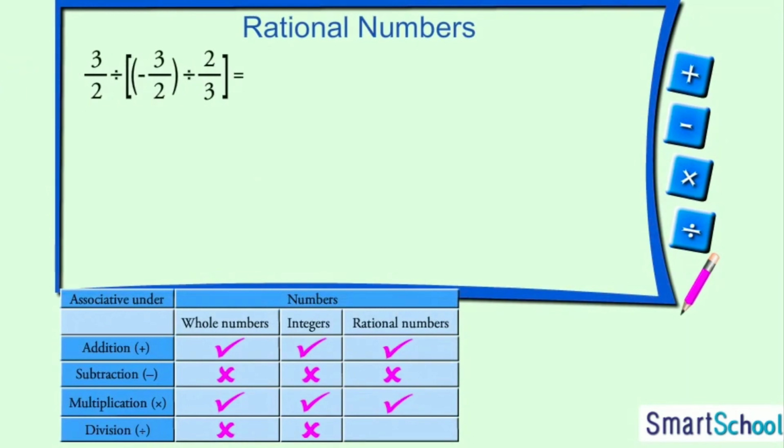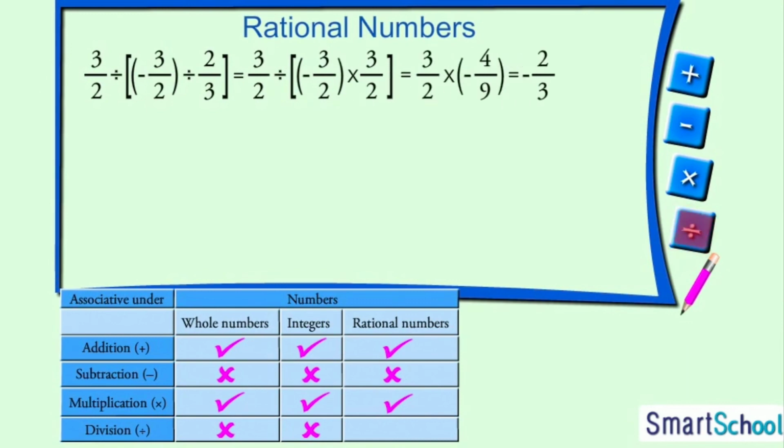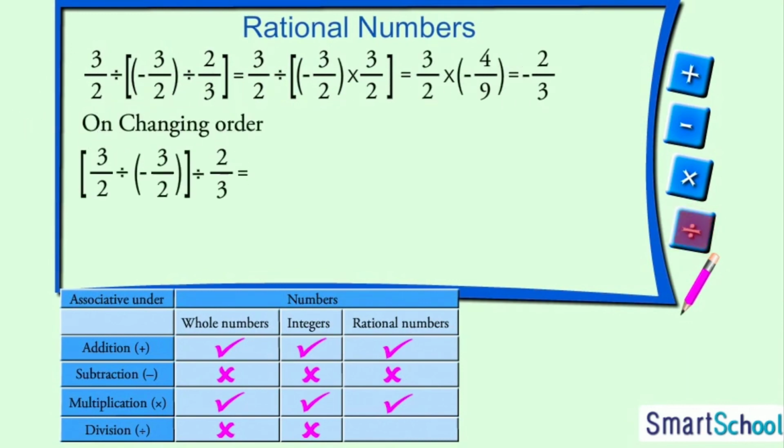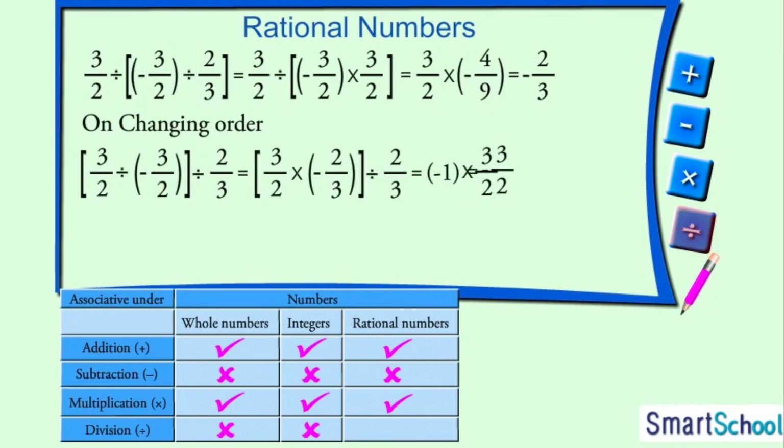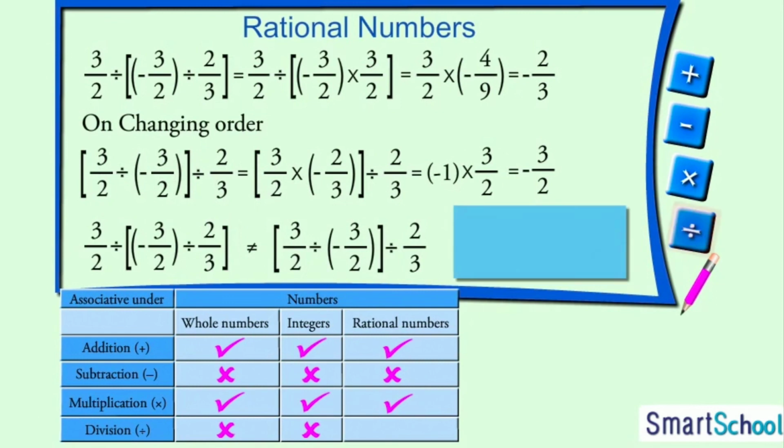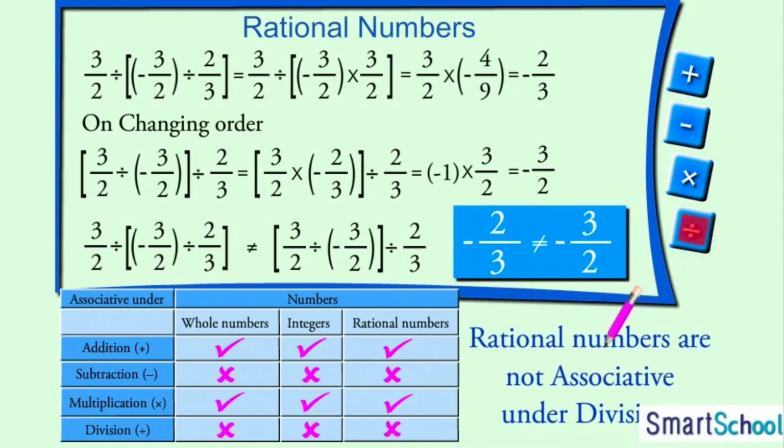Whole numbers and integers are not associative under division. What about rational numbers? Here too, we observe that on interchanging the numbers, the results are not the same. This implies that rational numbers are not associative under division.